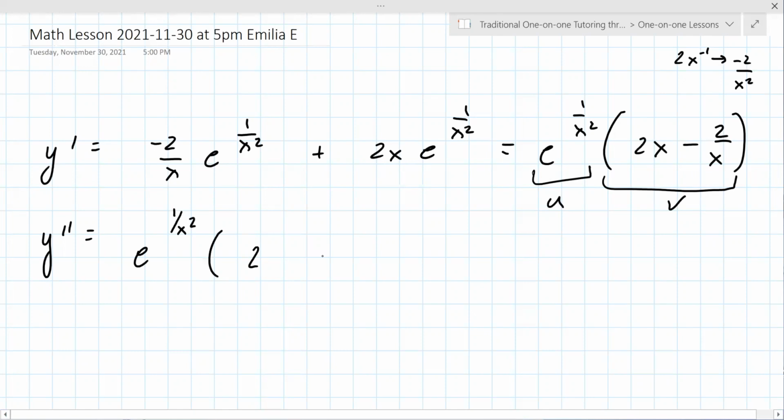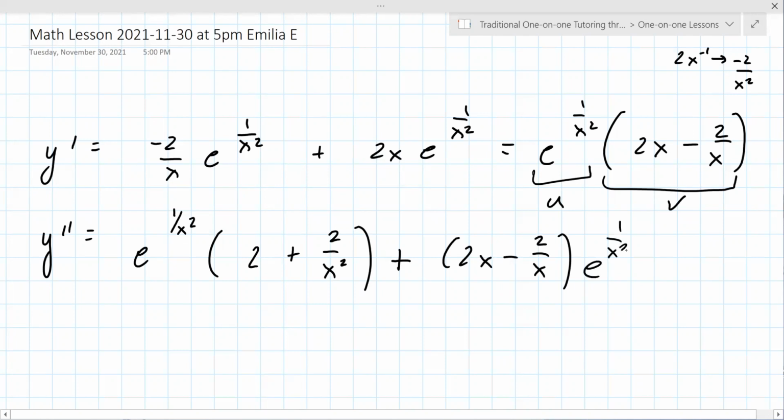The 2 over x, so it becomes plus because there's 2 negatives, 2 over x squared plus, okay, 2x minus 2 over x, and then the derivative of this e to the 1 over x squared. And if you look back, you'll see that the derivative of 1 over x squared is negative 2 over x cubed. All right, so not great, but these both have this e to the 1 over x squared in them, so you can factor that out.